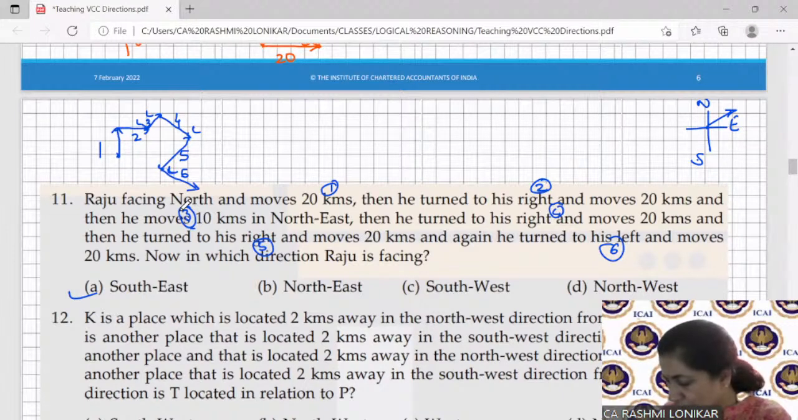Yes, Mayur, very good. Yes, so southeast. Great, you all have understood. That's a very good thing.